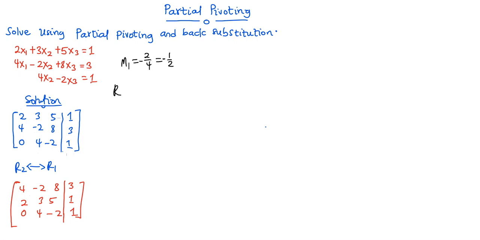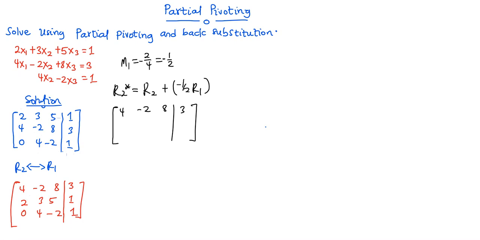So you're going to have the new row 2 to be equal to the old row 2 plus minus half multiplying row 1. This is what you are going to have. Alright, so let's continue. So let me write down the matrix. We are going to have 4, minus 2, 8, and then we have 3 here. Okay, so now let's look at the second row. So I want to make the 2 here 0.